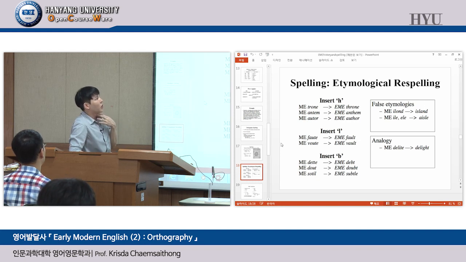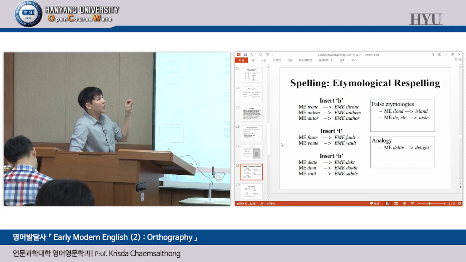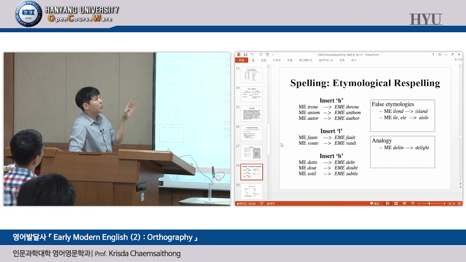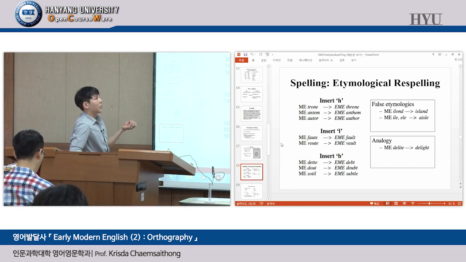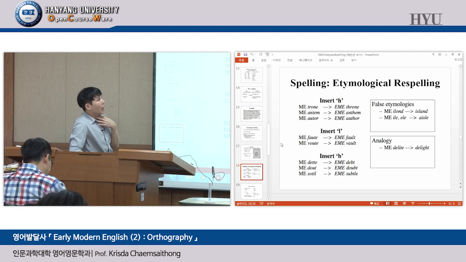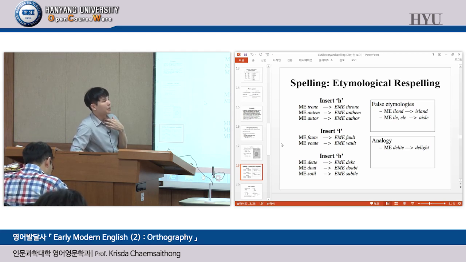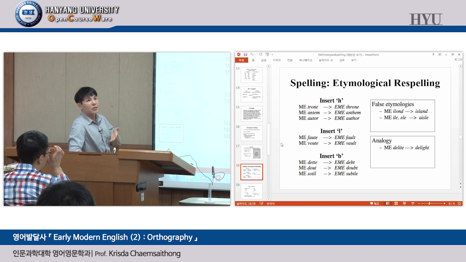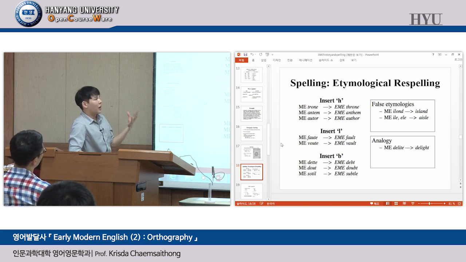Etymological respelling. So, you know, etymology. Etymology is the study of the history of a word, right? Now, there's etymological respelling, which means that, this is the Renaissance period, right? So people go back to Greek and Latin sources, right? Now people have a lot of knowledge, because they go back to Greek and Latin sources.